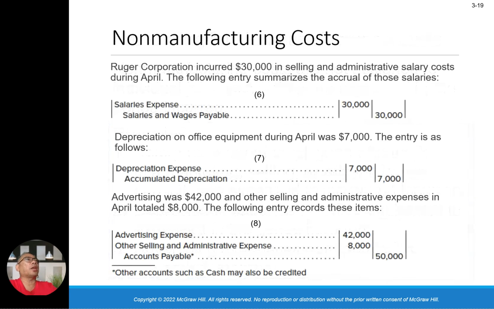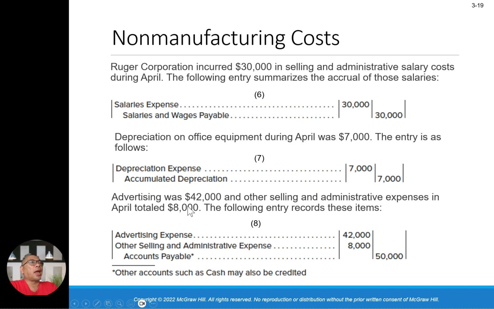So how are you going to post this? Example here: salary expense includes 30,000 in selling salary cost during April. So you book salary expense debit 30,000, salaries and wages payable 30,000 credit. Depreciation on office equipment during April was 7,000. So you put depreciation expense debit and accumulated depreciation 7,000 credit. So that's how you post. These two examples show you how you post in the journal entry.